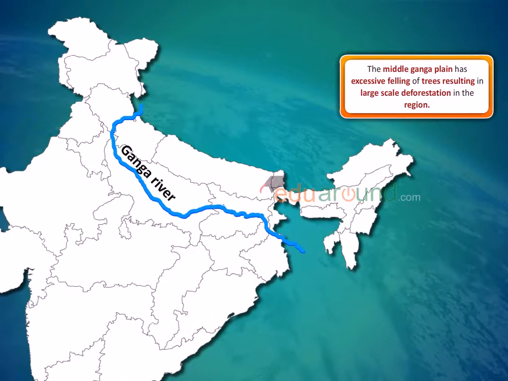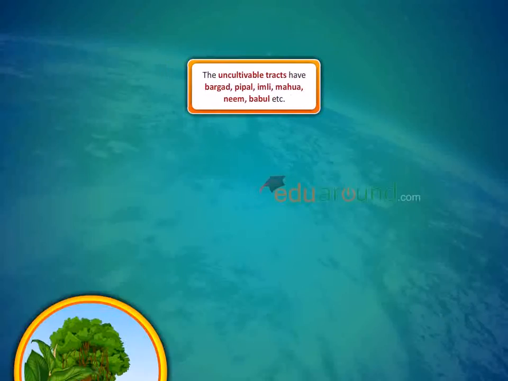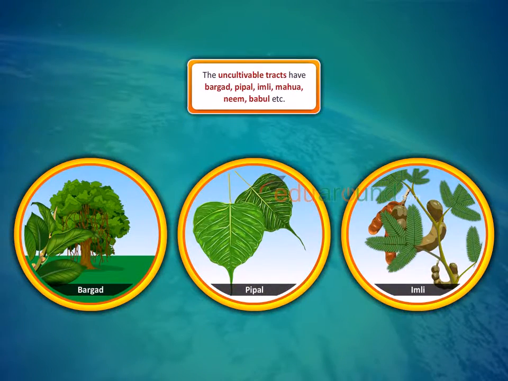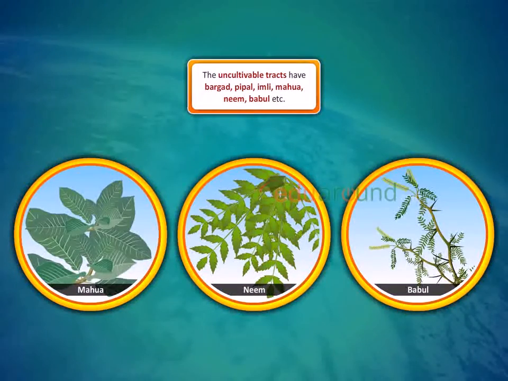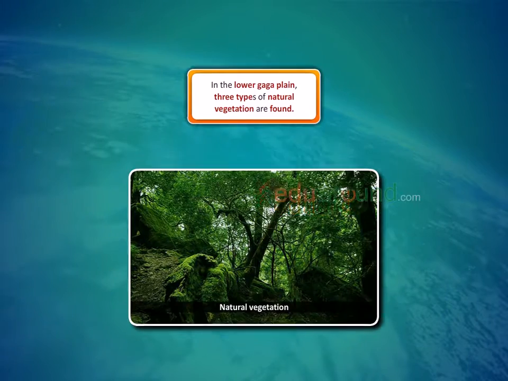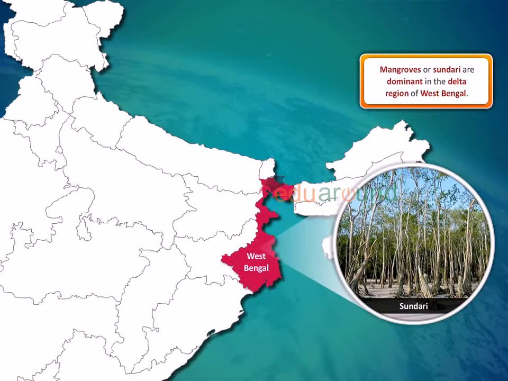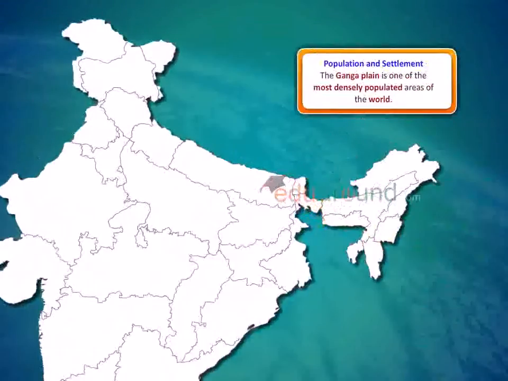The Middle Ganga Plain has excessive felling of trees resulting in large-scale deforestation in the region. The uncultivable tracts have Bargad, Peepal, Imli, Mahua, Neem, Babul, etc. In the Lower Ganga Plain, three types of natural vegetation are found. Mangroves or Sundari are dominant in the delta region of West Bengal.